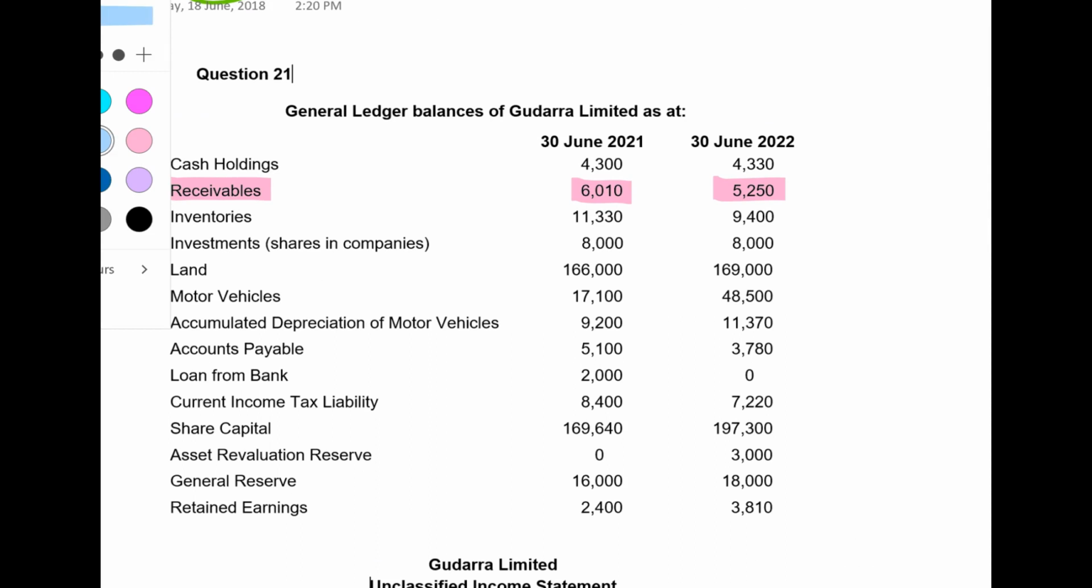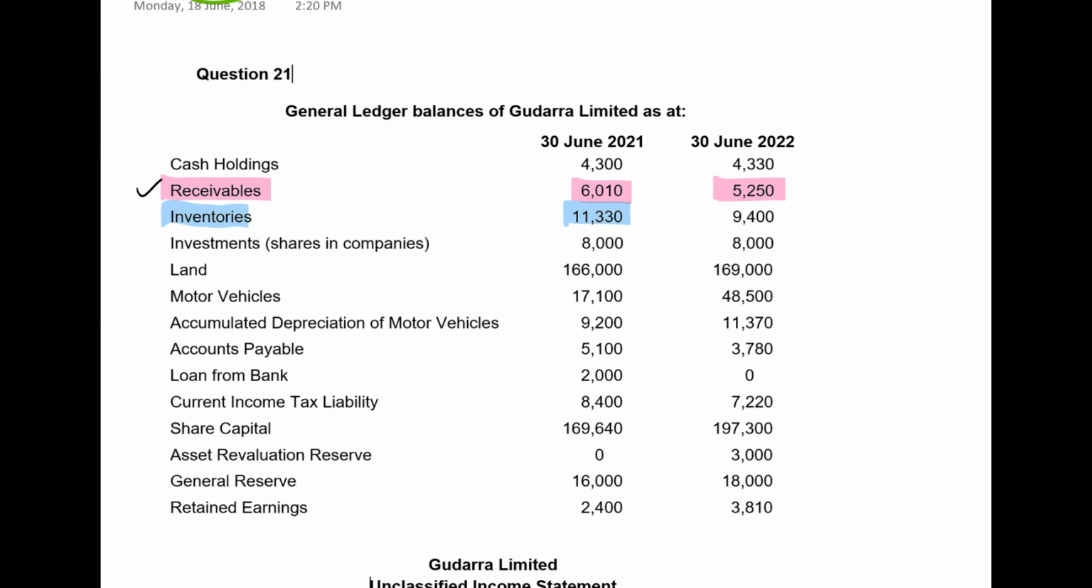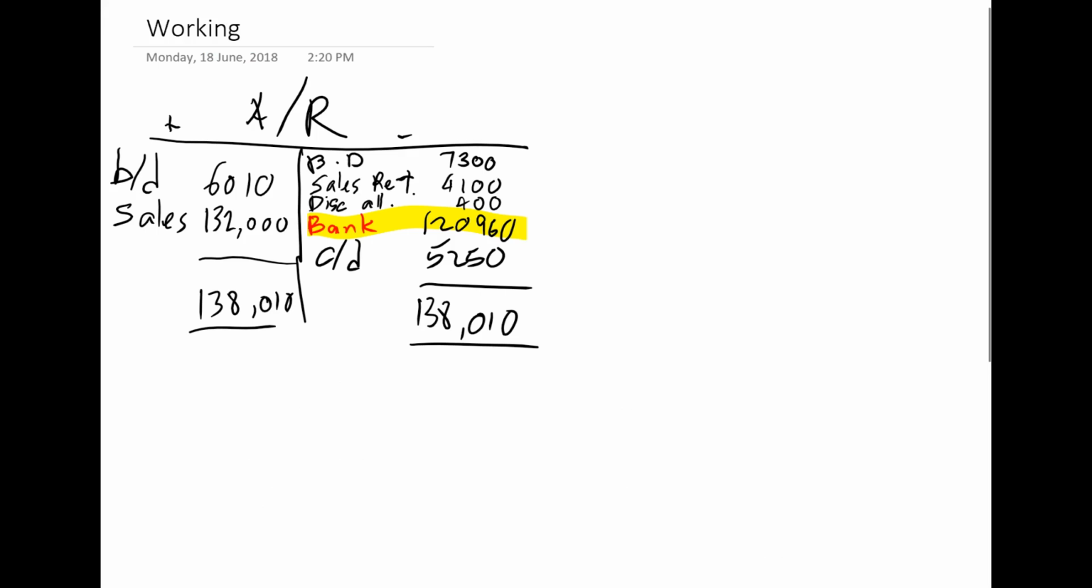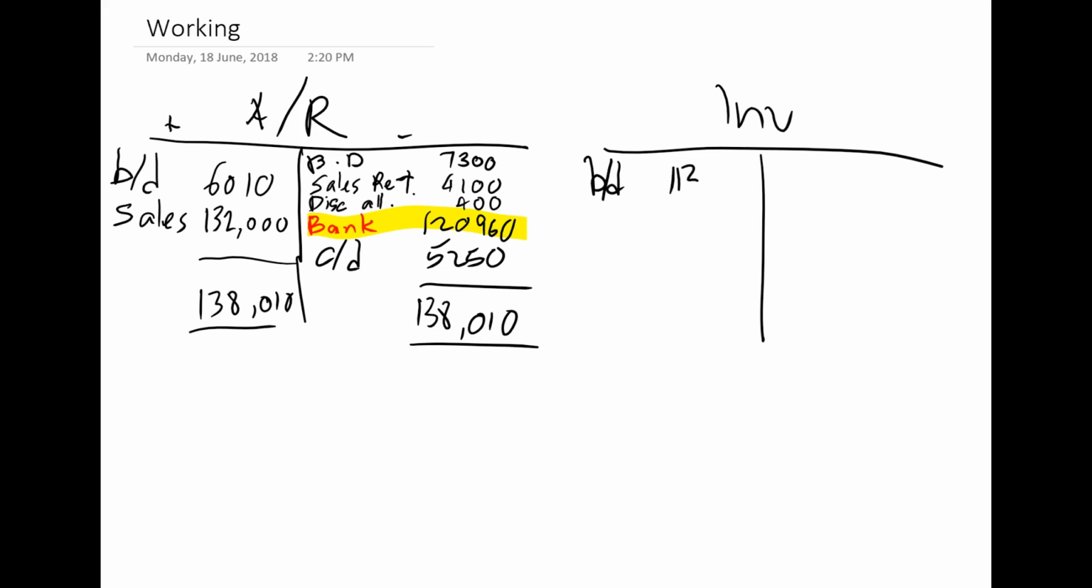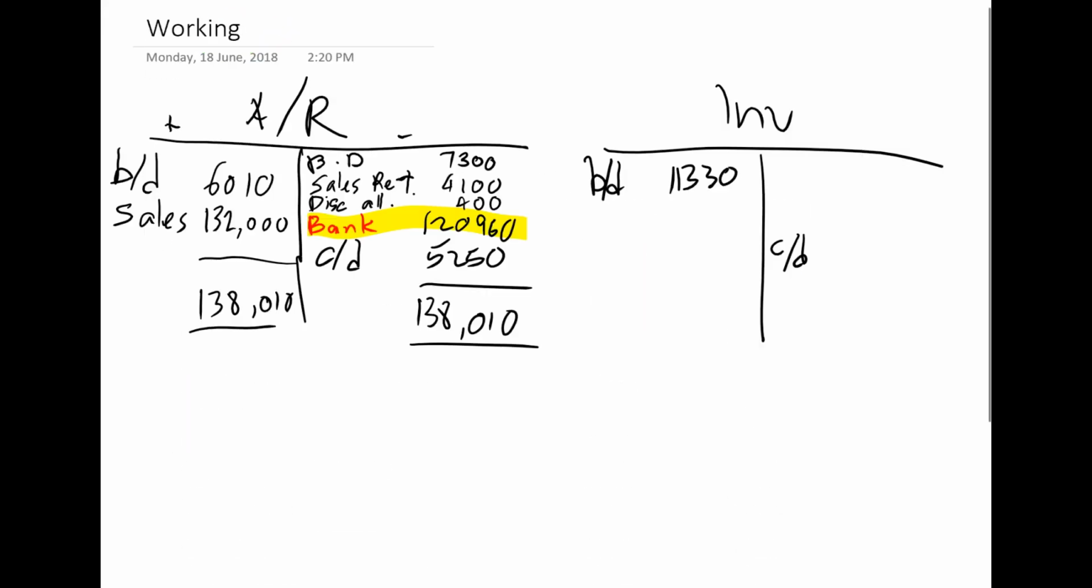If you look into your inventories account over here, your inventories opening balance is 11,330, closing balance is 9,400. So under your workings, you would have an inventory T account, and the opening balance will be 11,330, and the closing balance will be 9,400.